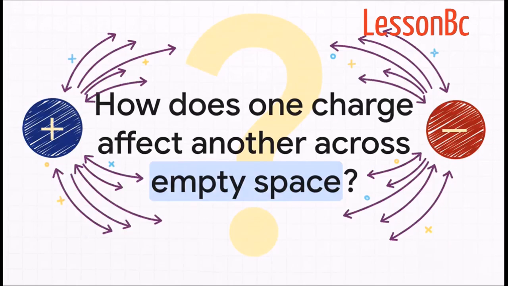First things first, let's tackle a question that really puzzled the early scientists. So picture this. You've got two electric charges just sitting in empty space. How on earth does one know the other one is there? How does that force travel across a total vacuum? Well, it's not magic, but it is one of the most important ideas in all of physics.